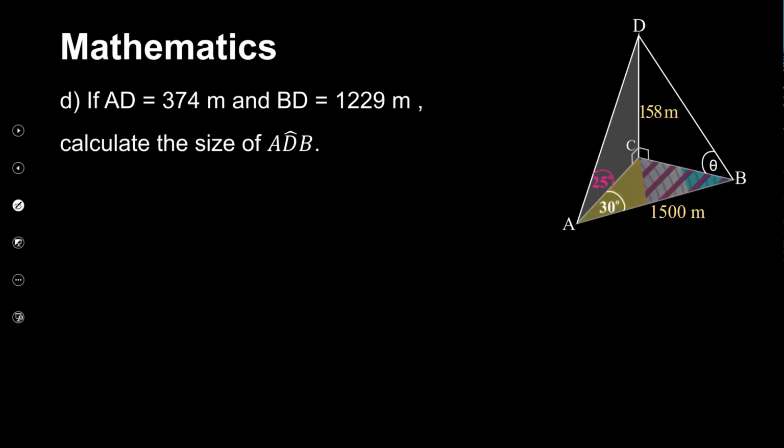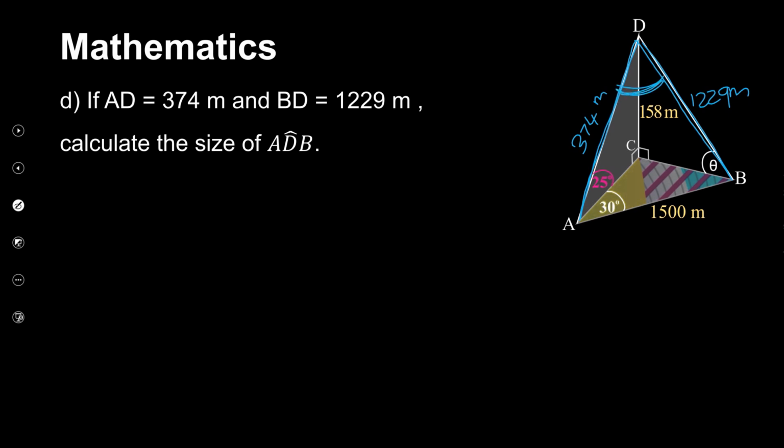Okay, this one now involves the inclined plane. They tell us AD is equal to 374 meters, so they're giving us the value of this side here, okay? And they're giving us the value of BD to be 1,229 meters, okay? And they want us to calculate the angle ADB.